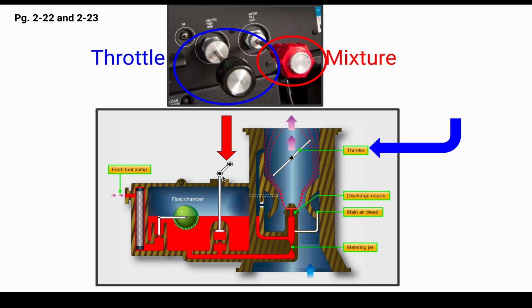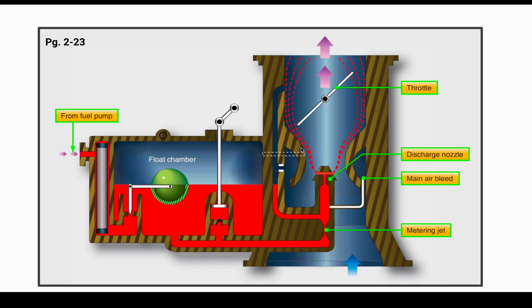So basically, the mixture is controlling this little needle here that's mixing the fuel and air together, and then the throttle is opening and closing this gate here, which is allowing air and fuel to be delivered directly to the engines. So this is a diagram of a carburetor. If there's a picture of that in your notes, you may want to label these parts and pause it here.